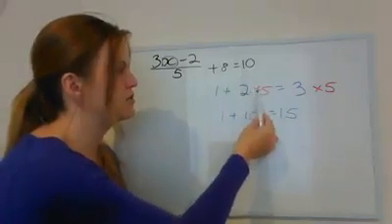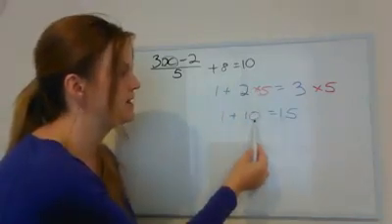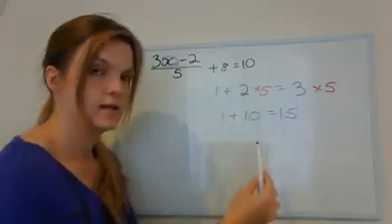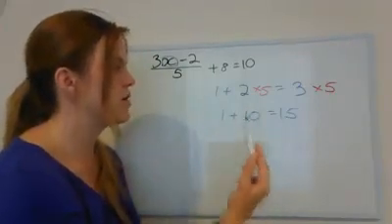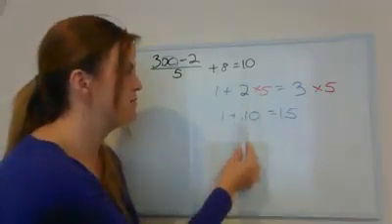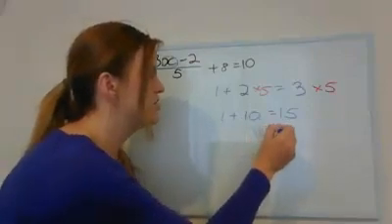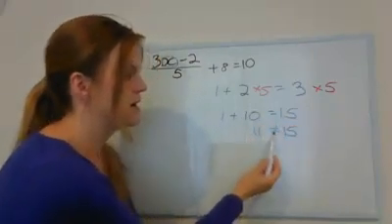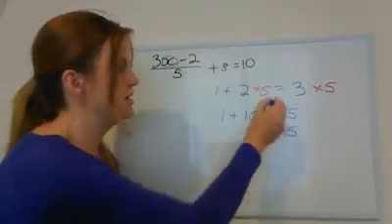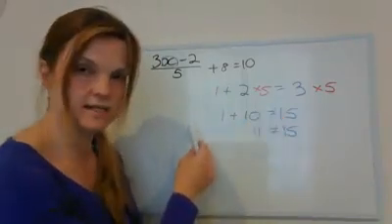So we have to do the 2 times 5 first, which is 10. And only then do we do the plus. So once you know that rule, you'll know that this is actually not working out. 1 plus 10 is 11, which is not equal to 15. Our equal is not happy. It's not true. It is not true. So we have made a mistake somewhere along the line.